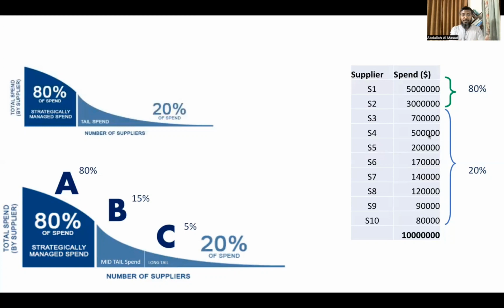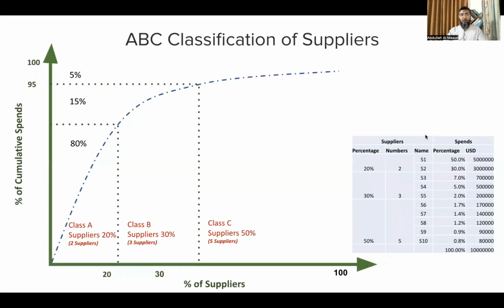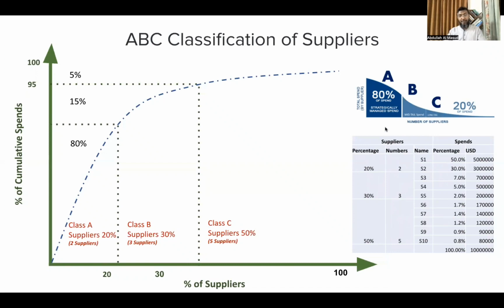This can be further broken down into 3 categories like ABC, which is 80, 15, and 5. That means 80% of spend, 15% of spend, and 5% of spend. In detail, 20% of the suppliers, that is 2 suppliers, are accountable for 80% of spend. 30% of the suppliers, that is 3 suppliers, are accountable for 15% of spend. And the remaining 50% of the suppliers are accountable for 5% of spend. On this basis, we can classify suppliers into ABC.